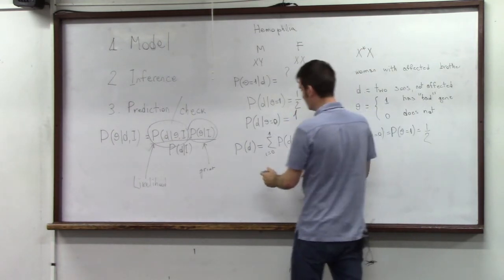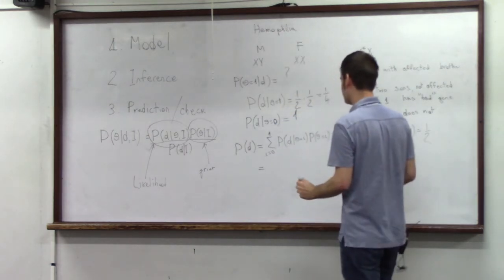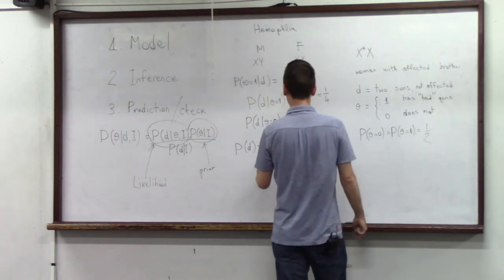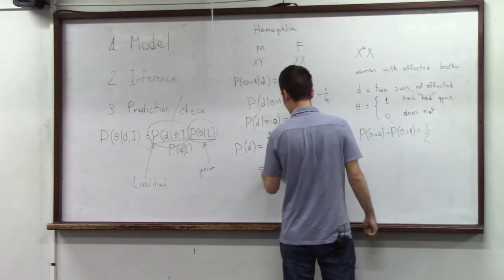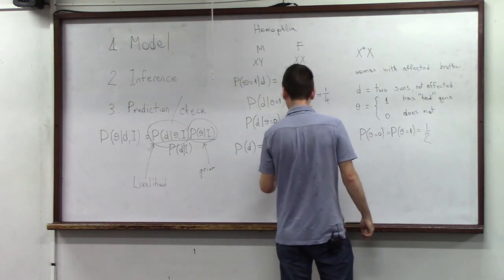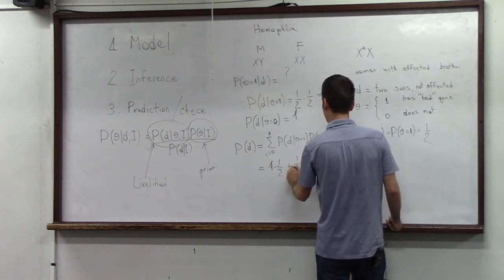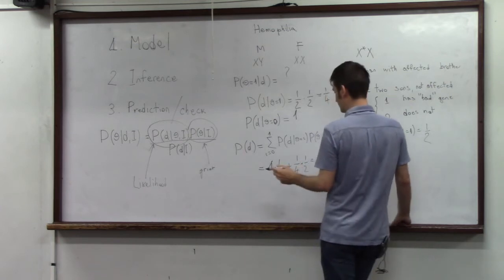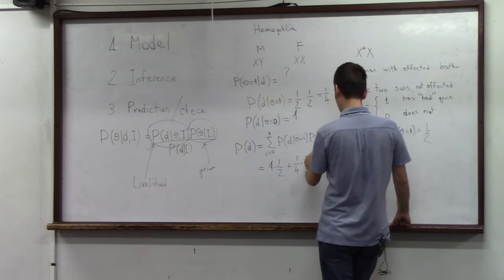So yeah, let's put everything here. So the first term is 1 times 1/2 plus 1/4 times 1/2, which is 5/8.